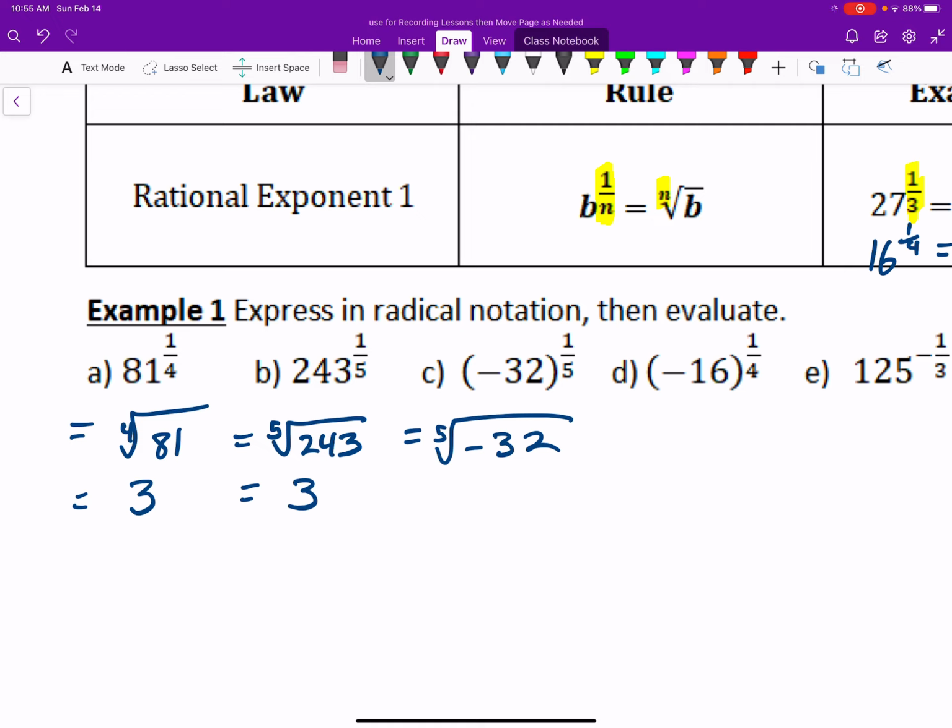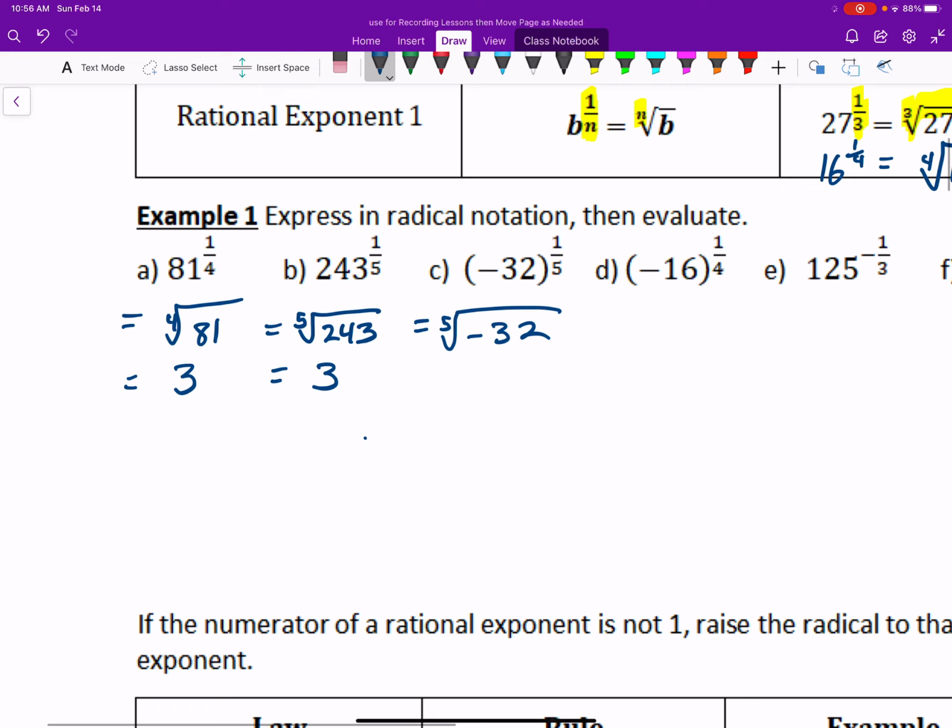Now at first glance you might go, wait a second, we can't take square roots of negative numbers. And you'd be right, we can't take square roots of negative numbers, but this isn't a square root. Square root would be a 2 on the outside. This is a fifth root. We can take odd roots of negative numbers. Think of it this way.